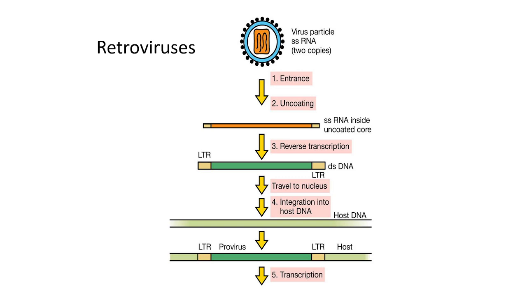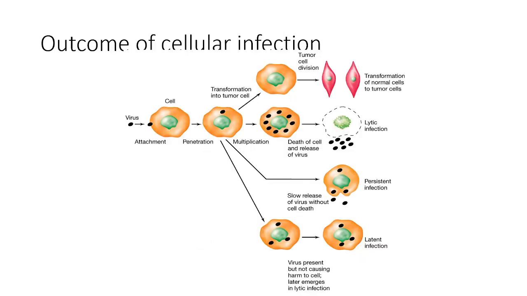For a retrovirus, how it happens is that there is genetic material inside the virus. There is entrance, then uncoating, so the single-stranded RNA inside is uncoated. You have reverse transcription using the reverse transcriptase. You get the double-stranded DNA and it travels to the nucleus. It integrates with the host DNA, and then the provirus leads to the transcription of the viral proteins.